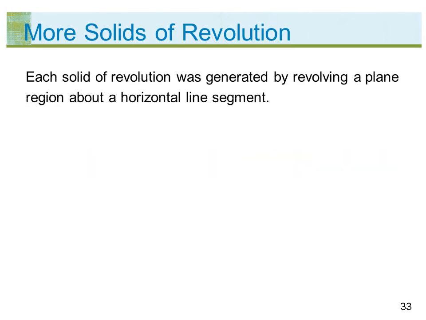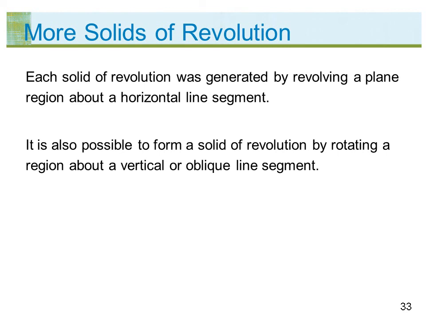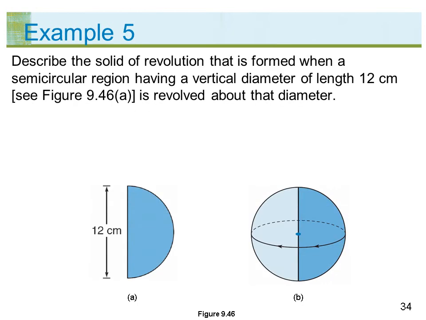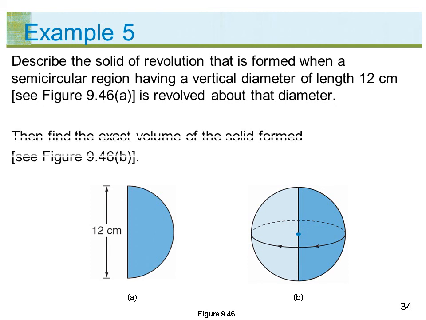Each solid of revolution was generated by revolving a plane region about a horizontal line segment. It is also possible to form a solid of revolution by rotating a region about a vertical or oblique line segment. Describe the solid of revolution that is formed when a semicircular region having a vertical diameter of length 12 centimeters, see figure 9.46a, is revolved about that diameter. Then find the exact volume of the solid formed, see figure 9.46b.